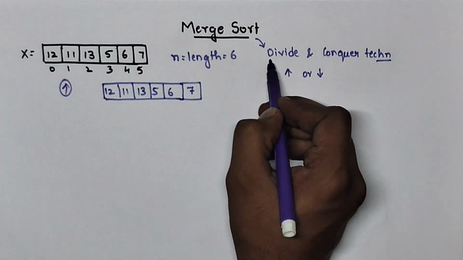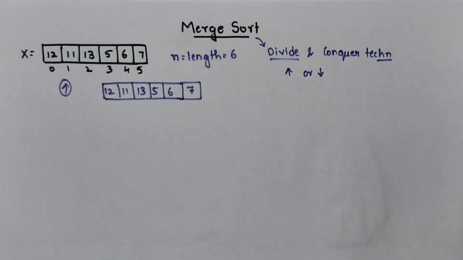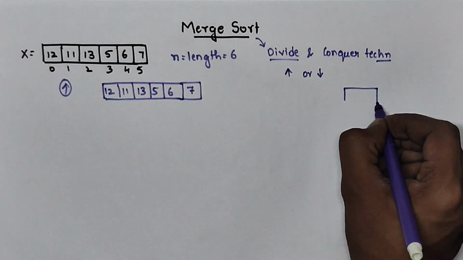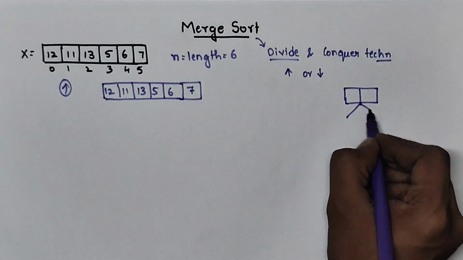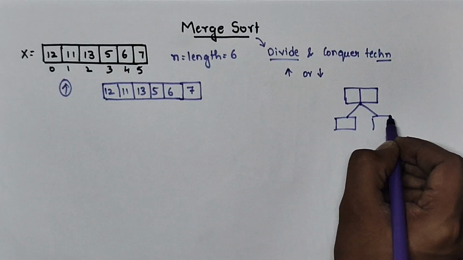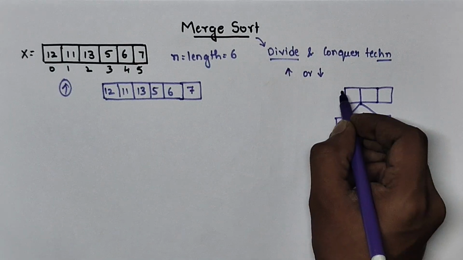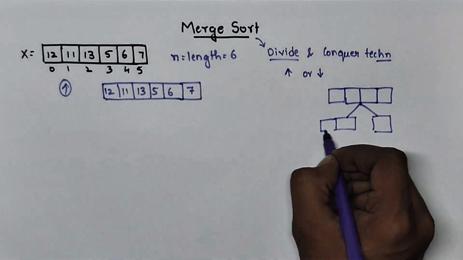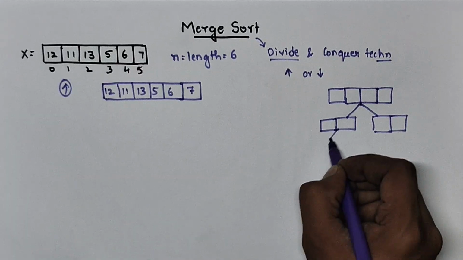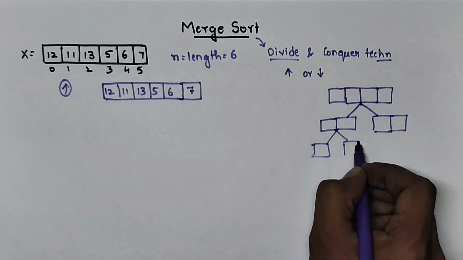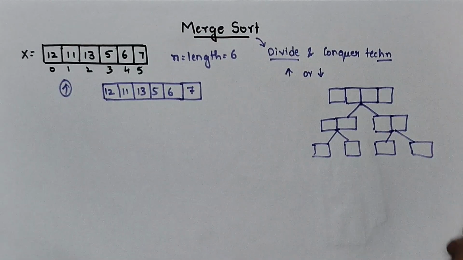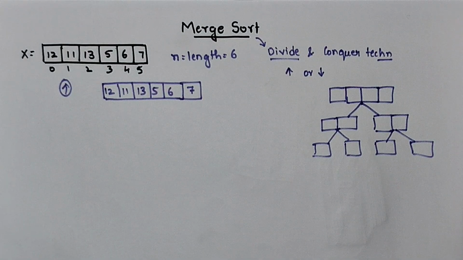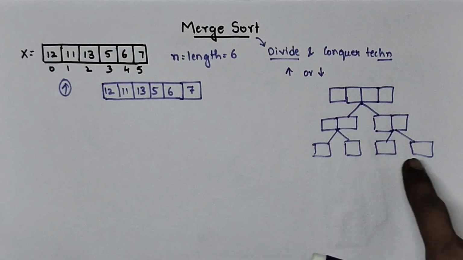Now the first step is to divide. While dividing, if it is an even number, let me consider I am having 2 elements. I will separate them as 1 and 1. If I am having 4 elements, I will separate them as 2 and 2, and here again 1 and 1, until all the elements are singly separated. We must separate them like this.